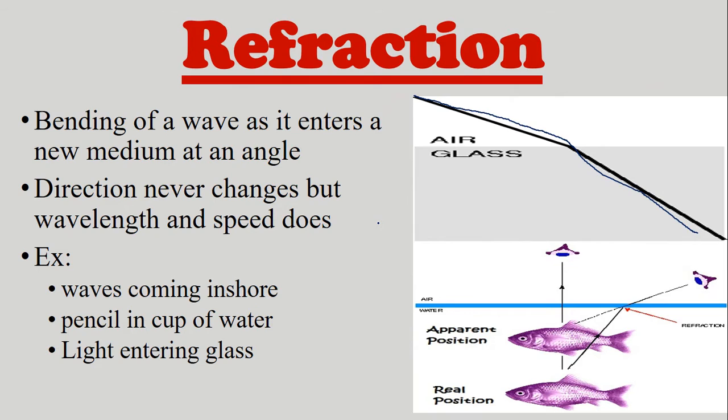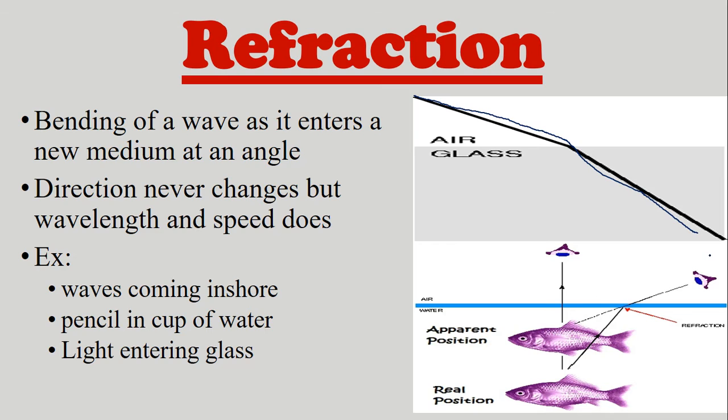An example of this would be waves coming ashore. Usually they come ashore at different angles. Another example is a pencil in a cup of water. If you've never done this, get a glass of water, stick a pencil in there, and you can see how it kind of bends. Light entering glass works the same way.